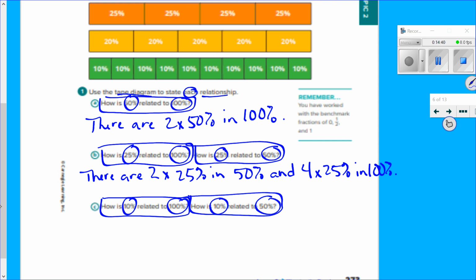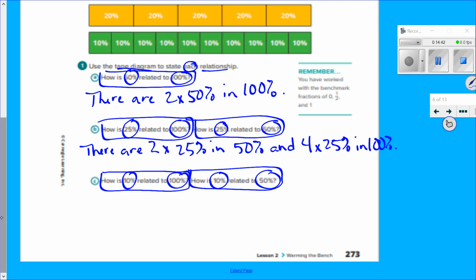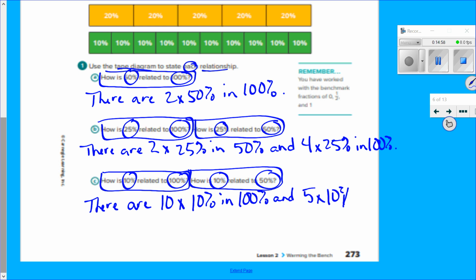Kira? Excellent. So there are 10 10% in 100%, and 5 10% in 50%. You guys make sure you have this written down. I see some of you that haven't moved your pencil at all. That's probably not a good thing.